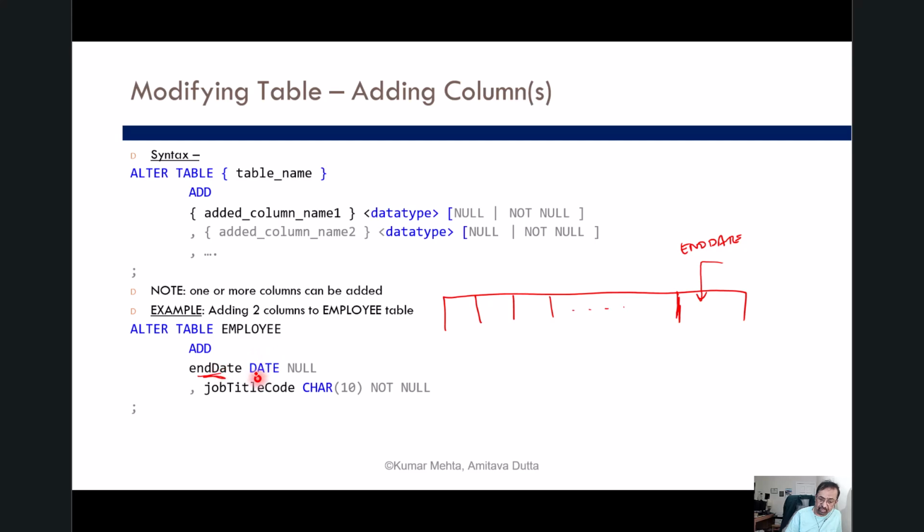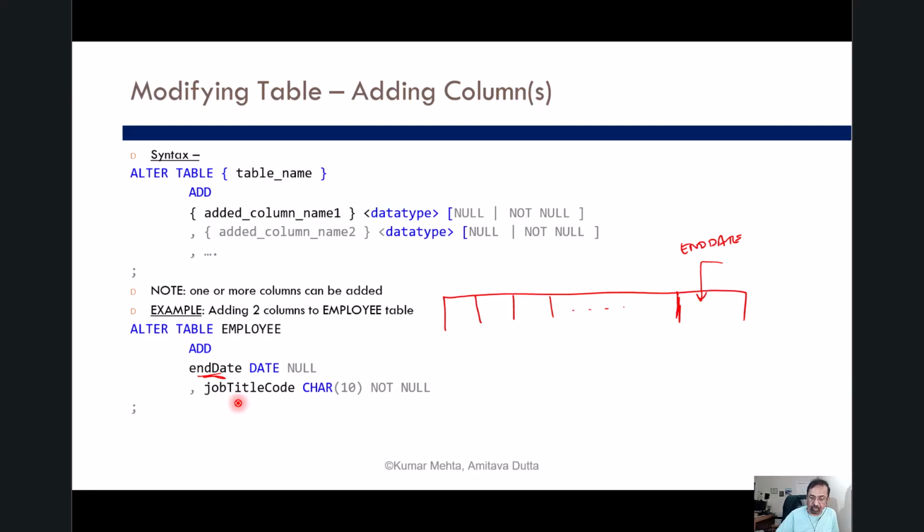The data type is date, and the null policy is null, meaning the end date could be null as long as the employee is with the company. That end date would be null. The date that they leave, the end date would be filled in, but it should be possible for this attribute to be null.